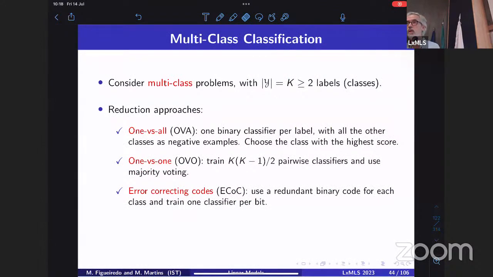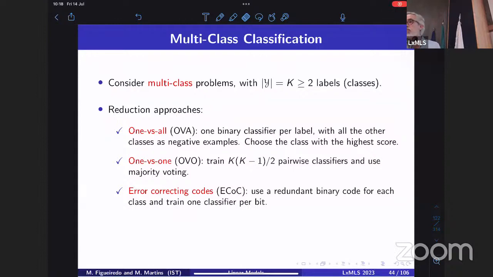So what's an error correcting codes approach? An error correcting code approach to multi-class using binary classifiers is the following. Suppose you have say 8 classes. You can write the classes in binary, say 0 0 0, 0 0 1, 0 1 0, 0 1 1, and so on. And then you can train a binary classifier to learn how to predict each bit of this code. So if you have eight classes, you only need three classifiers.